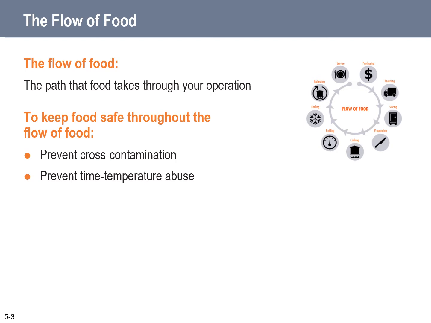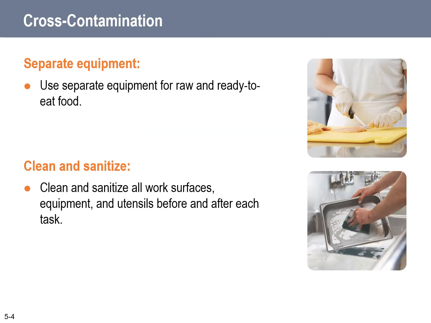Our main focus throughout this chapter is to prevent cross-contamination and to prevent time temperature abuse. Now, we're talking about the flow of food. So let's say a frozen food might be safe when it leaves a processor's plant. However, on the way to the supplier's warehouse, the food might thaw. And then once in the operation, the food might not be stored correctly, or it might not be cooked to the correct internal temperature. These mistakes can add up and cause a foodborne illness, which is what we're concerned with today.